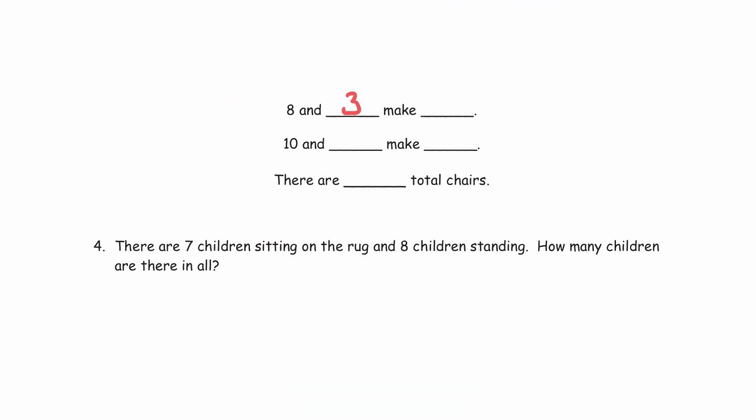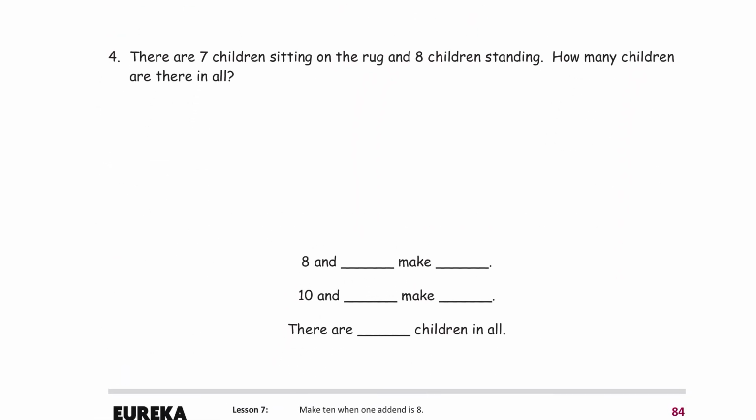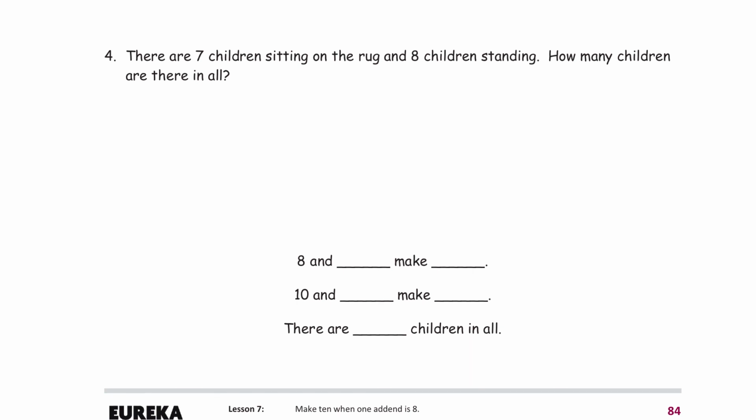All right, welcome back, boys and girls. Let's go ahead and take a look at number 4. On number 4, you're going to be doing it the same way as you have on the other ones. And again, if you're confused and you don't know what to do, please rewind the video, go back to problem 1, and that will go through it step by step of what you're supposed to do. So this problem, number 4, reads, there are 7 children sitting on the rug and 8 children standing. How many children are there in all?